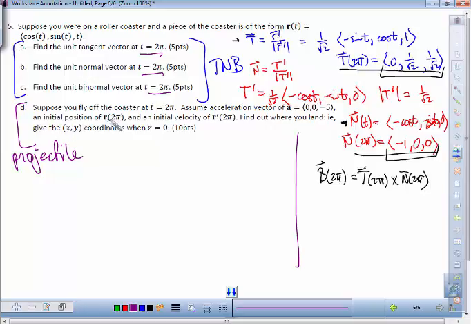So now the next one: suppose you fly off the roller coaster at t equals 2 pi, and assume the acceleration vector is 0, 0, negative 5. The initial position is going to be r of 2 pi. Now I want to call this r, the initial position, but I don't want to get it confused with this r. I guess it's okay. r of 0, the initial position, is r of 2 pi. So this is r. What happens if I put 2 pi into r?